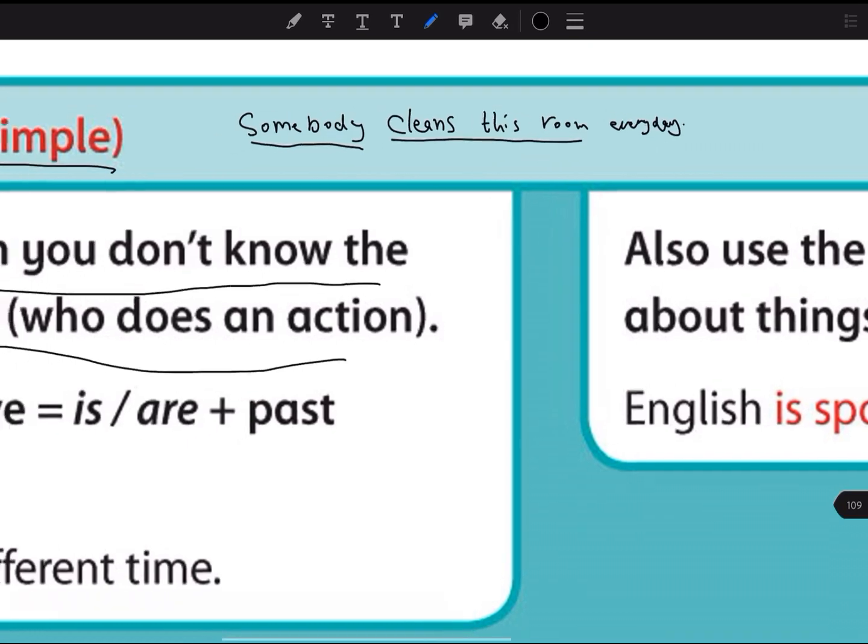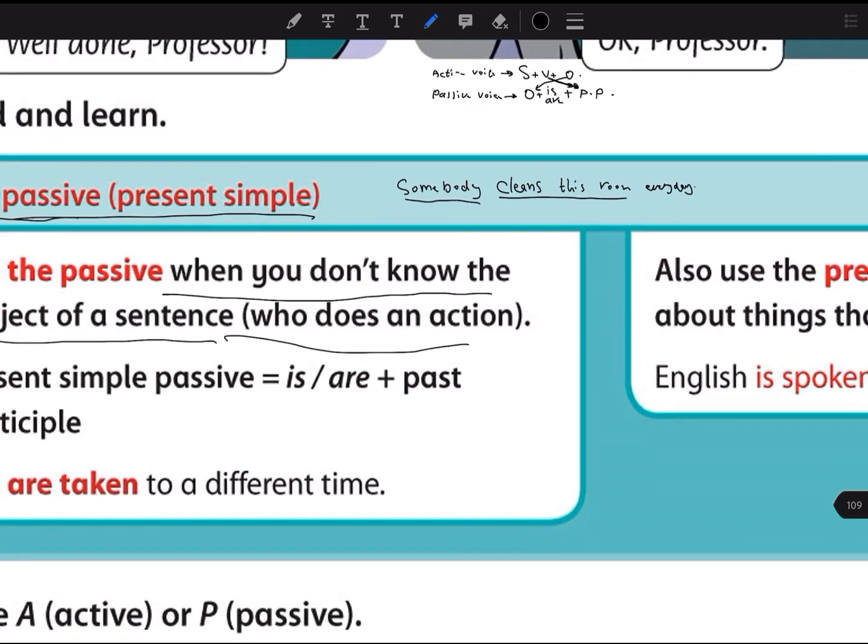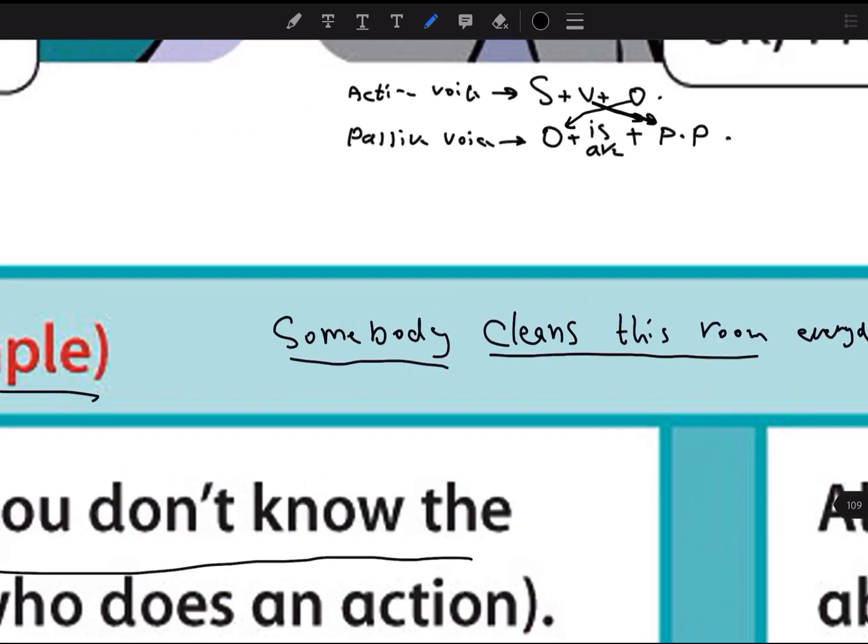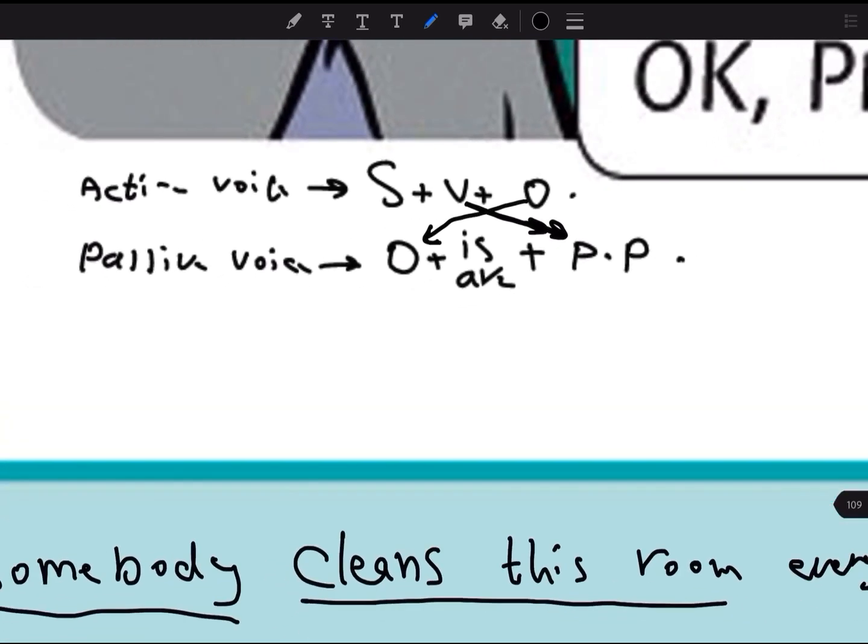For example, look at here. In an active sentence, the structure of the sentence is like that: subject plus verb plus object. It is the structure of a sentence. What happens if we change the structure of the sentence into passive voice? Good. Let's look at it. We bring the object of the sentence, which in active voice is subject, verb, object, to the beginning of the sentence.